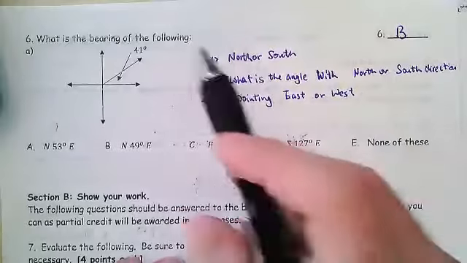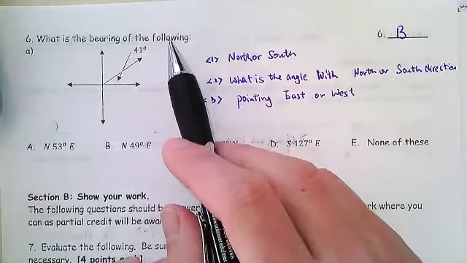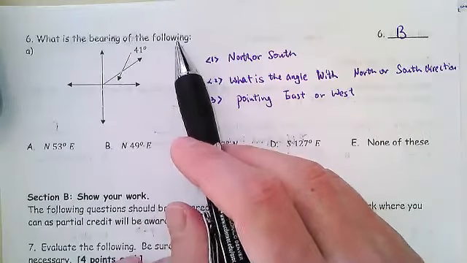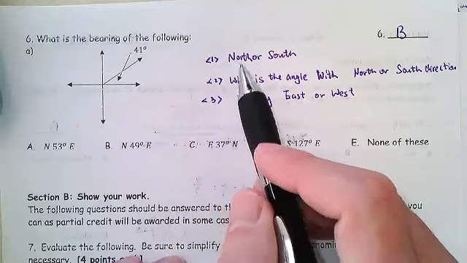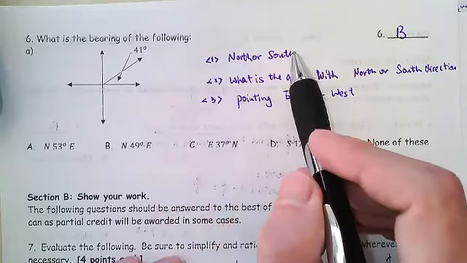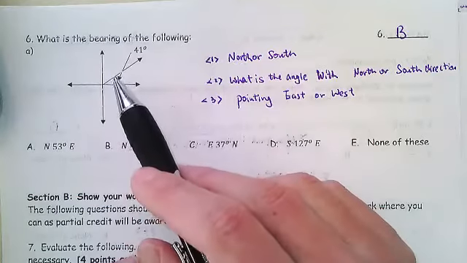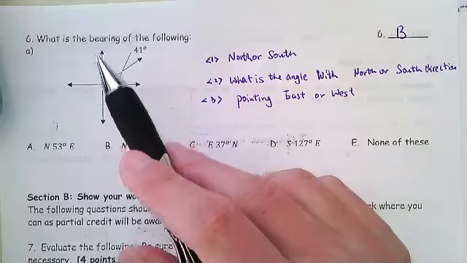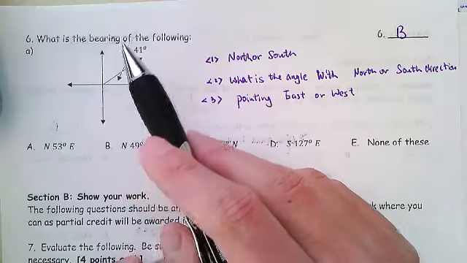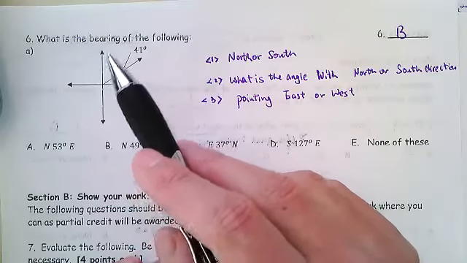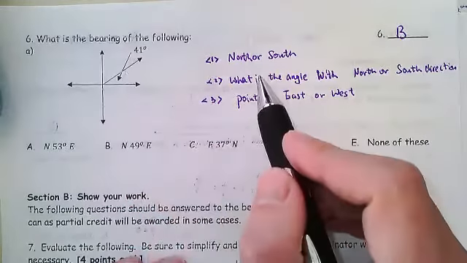Question 6. What is bearing and falling? As we discussed in class, first, you check whether it is north or south. Look at this angle. What is north or south? It's pointing north in general, okay? North in general.